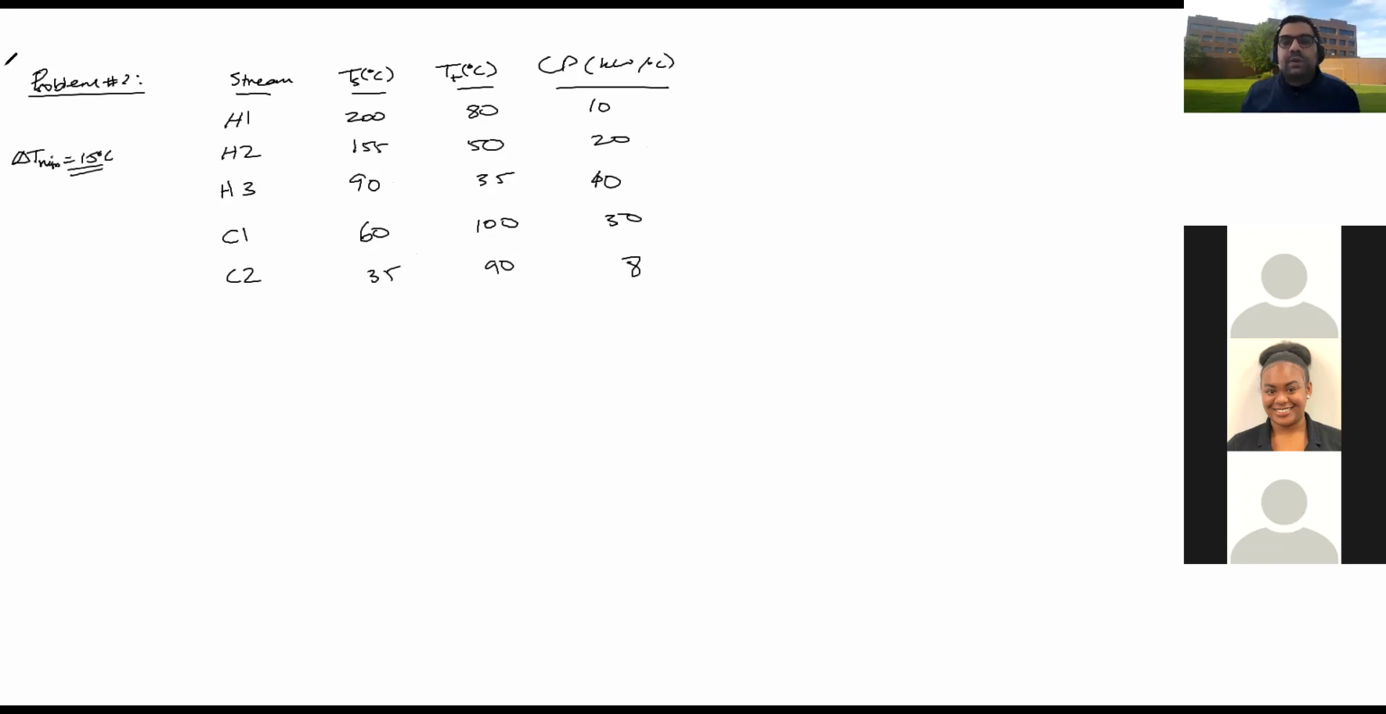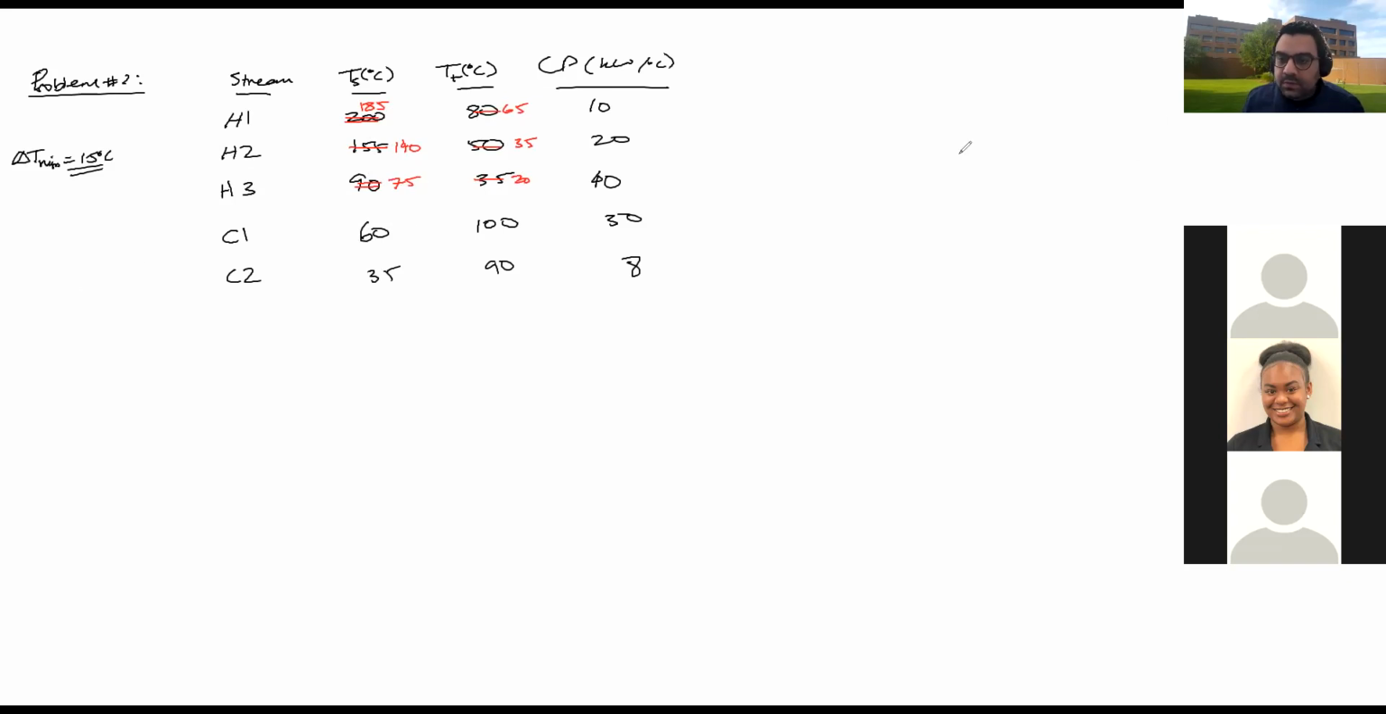So step number one, again, I'm going to subtract delta T minimum from the temperatures of the hot streams only. Delta T minimum is 15, so in this case, I'm going to get 185, 65, 140, 35, 30, then again 35 minus 15, that's 20, and 90 minus 15 is 75. Okay, so I have all my temperatures. I removed the delta T minimum, so that's fine.